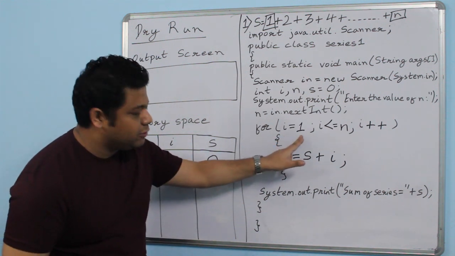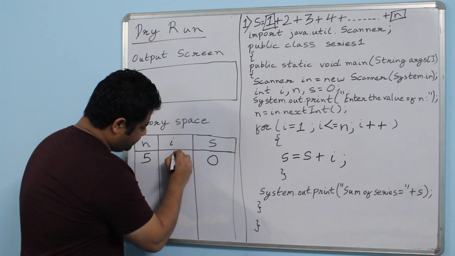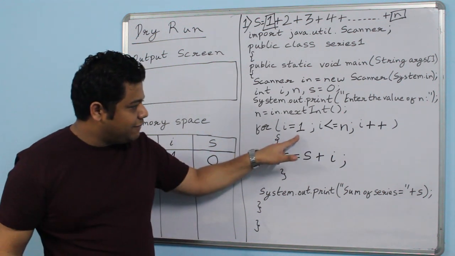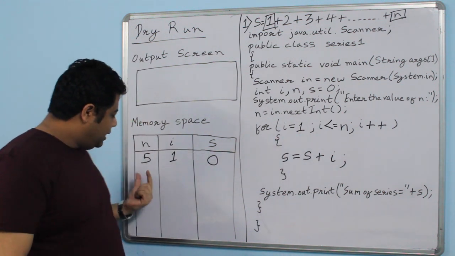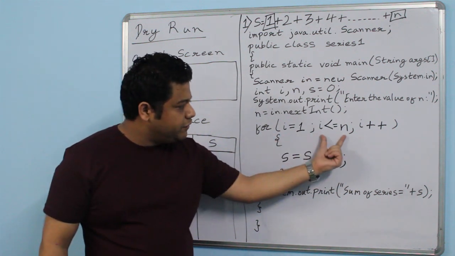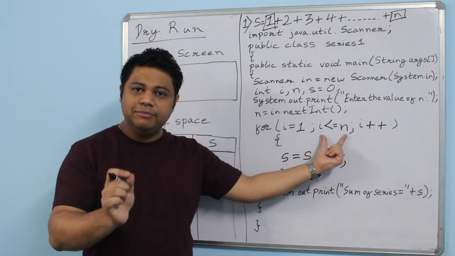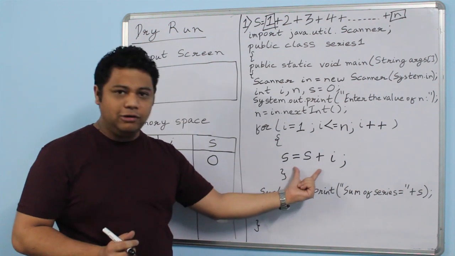Now the value of I equals 1, so we write 1 over here. After that we check the condition, and we know the value of N is 5. So the statement 1 is less than or equal to 5 becomes true. True means you go inside the loop.